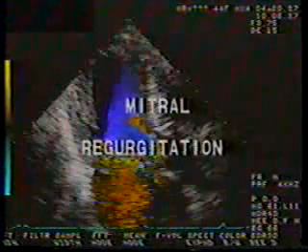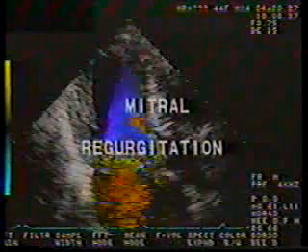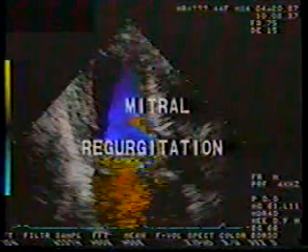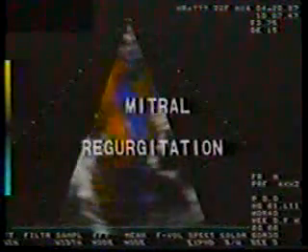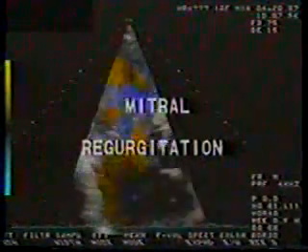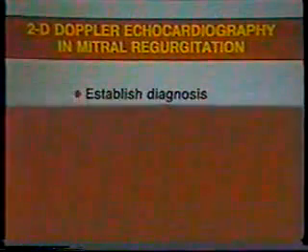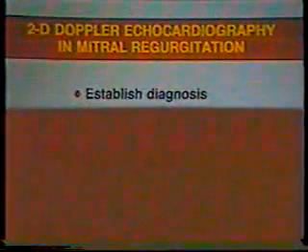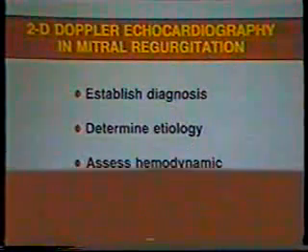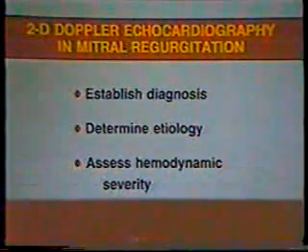We will now discuss mitral regurgitation, which is a frequent diagnosis in patients referred to the echo lab. Mitral regurgitation is multifactorial in etiology. These etiologies will be demonstrated in real time throughout the remaining part of this tape. The approach to patients with mitral regurgitation involves first establishing the diagnosis of mitral regurgitation, then determining the etiology, and finally assessing the hemodynamic severity.